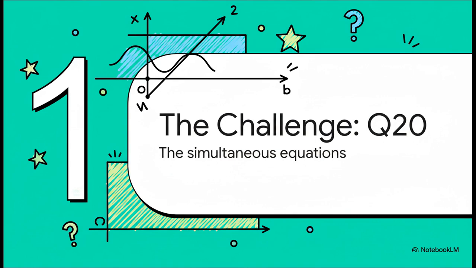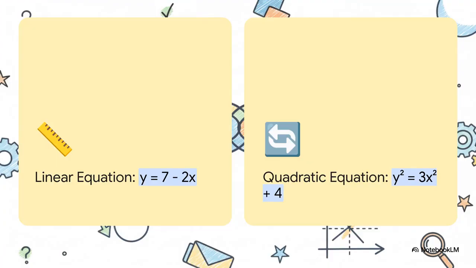Here is the challenge. Question 20. Our whole mission is to solve these two equations at the same time, simultaneously. We're basically looking for the exact coordinates where this line and this curve cross paths. And here are our two players in this game. On the left, we've got the linear equation, y equals 7 minus 2x. It's a nice, simple, straight line.